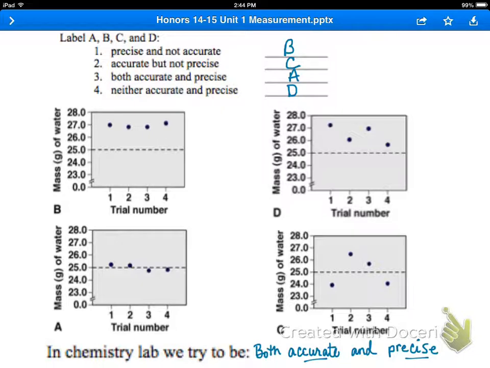Both accurate and precise would be here. Very close together, that's precise. Close to 25, that is accurate. And then for D, they are not precise because they're not close together, and because all of them are higher than where they should be, they're also not very accurate. So this is actually not where you want to be.